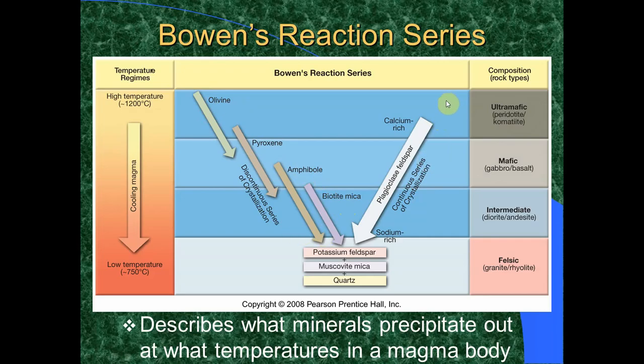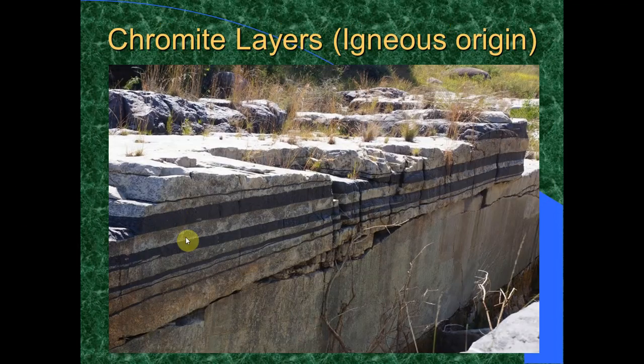On this side, we then have different minerals. Calcium-rich minerals actually precipitate out at a higher temperature. Sodium-rich precipitate out at a lower temperature. But if we know the elemental composition, we can predict when it will precipitate out of that cooling magma body. Now here's an example. These gray layers that you see right here, this is the igneous mineral called chromite. It's an iron oxide mineral. And so you can see these layers enriched in chromite, so formed from a cooling magma body.